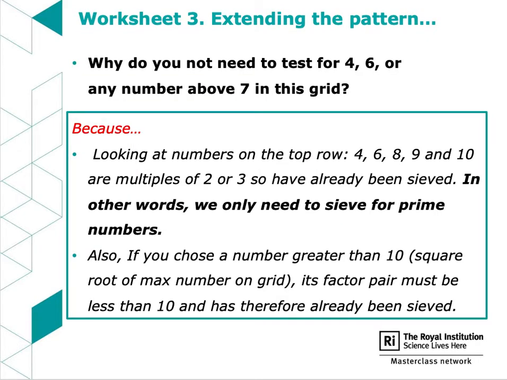Why do you not need to test for 4, 6 or any other numbers above 7 in this grid? Well, it's because looking at the numbers on the top row, 4, 6, 8, 9 and 10, they're all multiples of 2 and 3, so they've already been sieved. In other words, we only need to sieve for prime numbers. Also, if you choose a number greater than 10, which is the square root of the maximum number on the grid, 100, its factor pair must be less than 10 and has therefore already been sieved. A bit of a tricky concept to try and gather, that one.